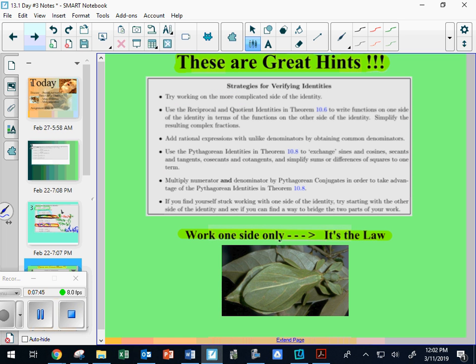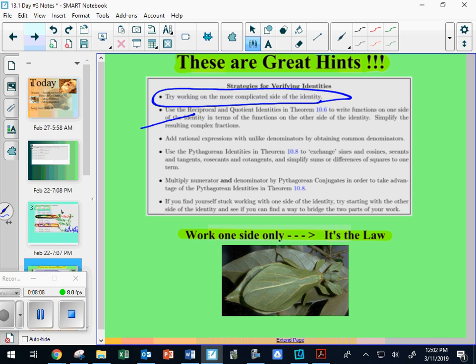There is a list here of strategies that are very good strategies. These are not easy questions, so you've got to have tools. You've got to have ways, like here's what I could try. Again, on this page, on the top one, it says try working on the more complicated side of the identity. I think we've been doing that pretty consistently. Most kids get that. No big deal.